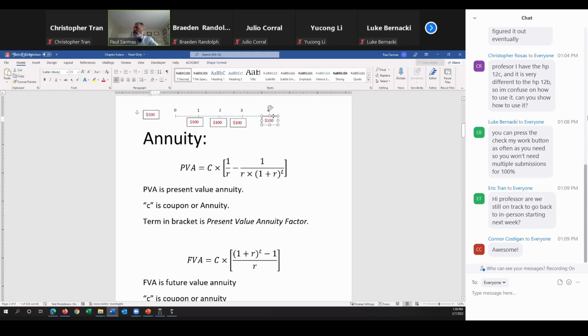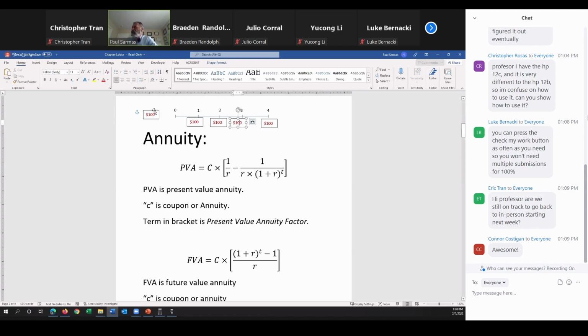Let me ask you a question. This time I will wait for an answer. Do you have an annuity? Nope. No. Why not? Because in year 3 you didn't get your $100. Exactly. Very simple.